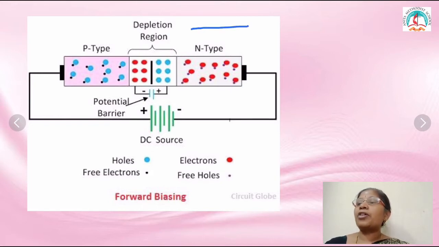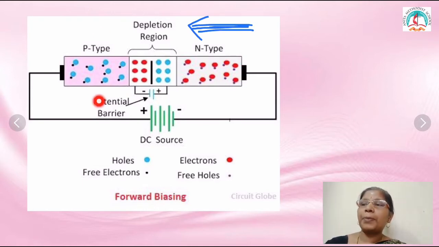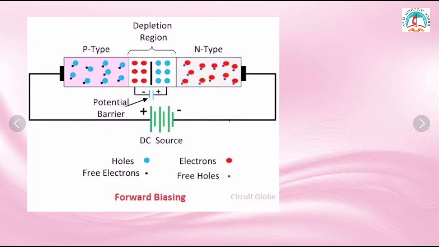It prevents the electrons from moving from the n-type, which is the higher potential, to the lower potential p side. At the same time, it prevents the holes from moving from the p-type to the n-type semiconductor. So what happens on that side? A potential barrier is created.